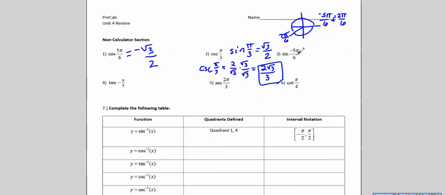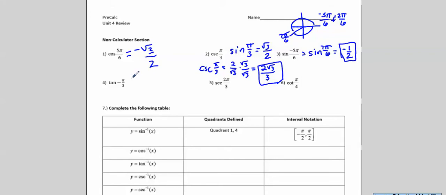So when we're finding the sine of negative 5 pi over 6, that's the same as the sine of 7 pi over 6. The sine is the y value of that coordinate, and the y value there is negative 1/2. If you're having any trouble remembering these values from your unit circle, then you want to work on memorizing your unit circle again.